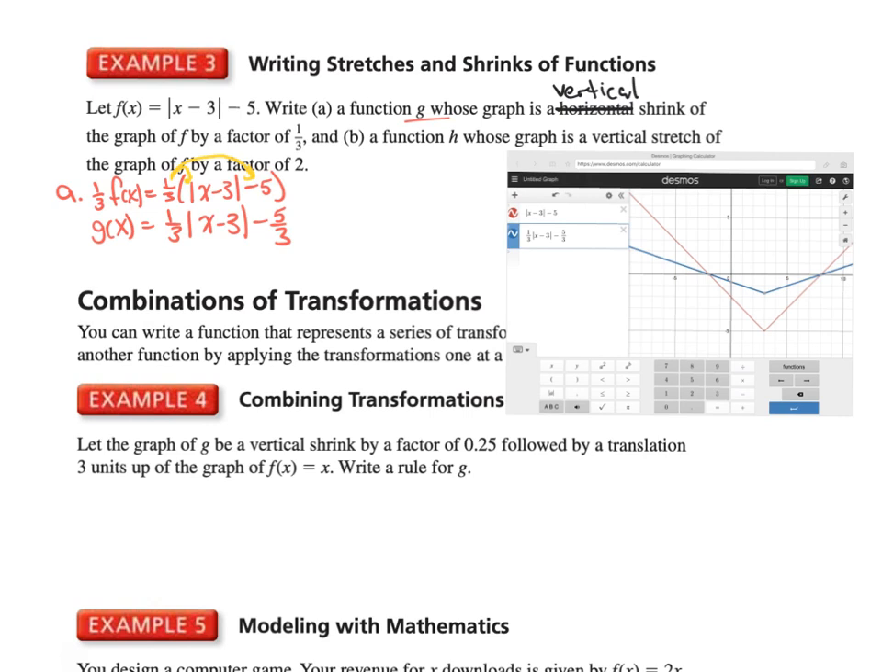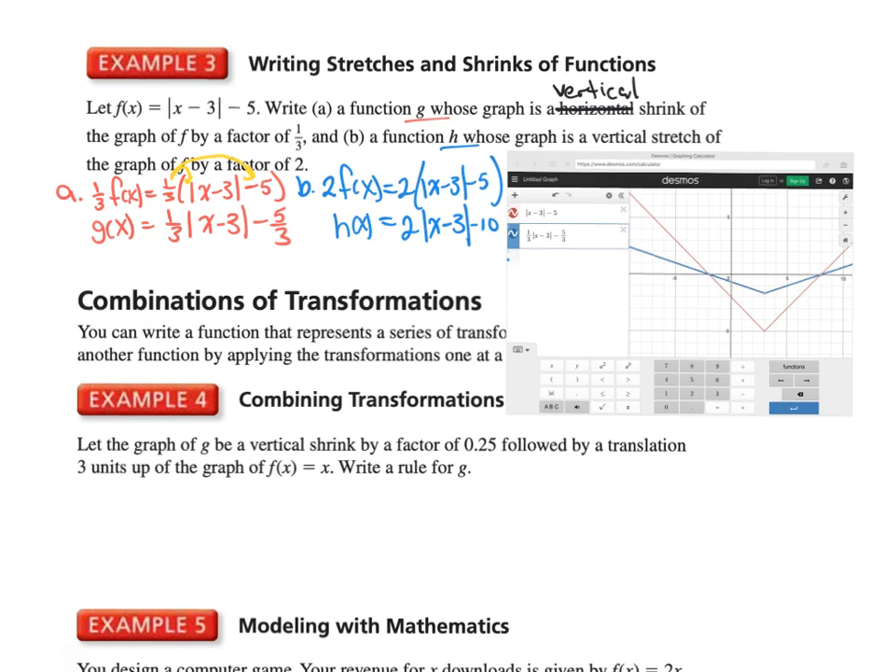Okay, let's look at B. B is a function h whose graph is a vertical stretch, so this one's a stretch, not a shrink, of the graph by a factor of 2. So we're going to do the same thing, except we're just going to multiply by 2. So 2 times the absolute value of x minus 3, minus 5. I'm going to distribute. Remember, we can't multiply inside the absolute value, so it's just 2 times the absolute value of x minus 3. And then 2 times negative 5 is negative 10. And we call this one h of x.